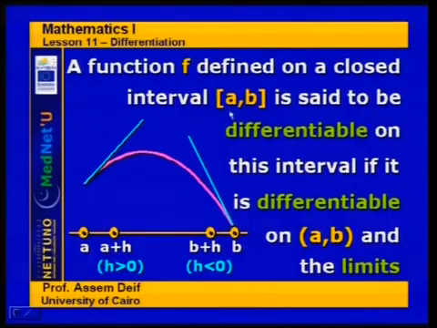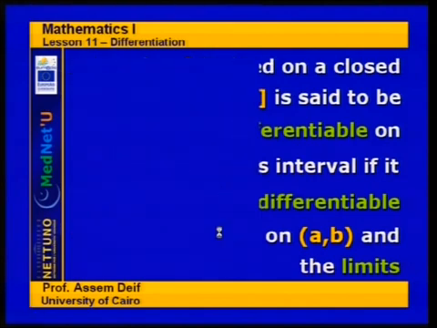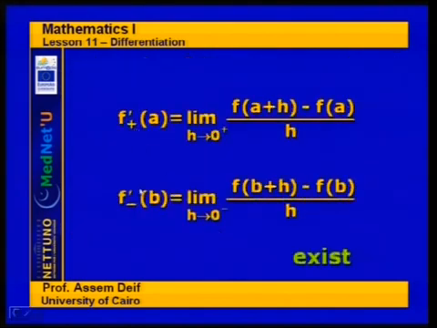So this function is defined on the closed interval [a, b], and it is called differentiable on the closed interval [a, b] if it is differentiable on the open interval (a, b), and the limits from the right-hand side of a and from the left-hand side of b exist. If these limits exist at a and b, and it is already differentiable in the open interval (a, b), then we say that this function is differentiable on the closed interval [a, b]. Of course, there are some differentiation laws that students know by heart.